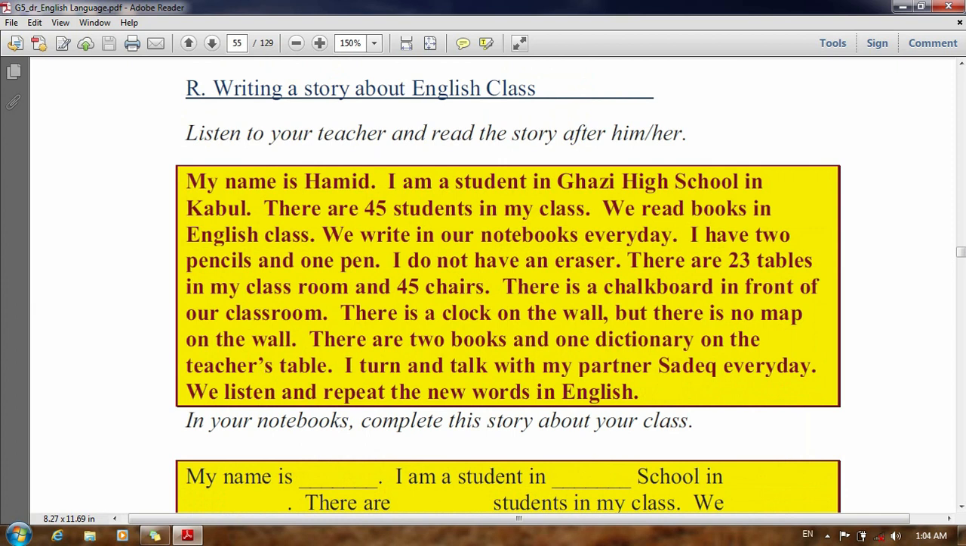Writing a story about English class. Listen to your teacher and read the story after him or her.